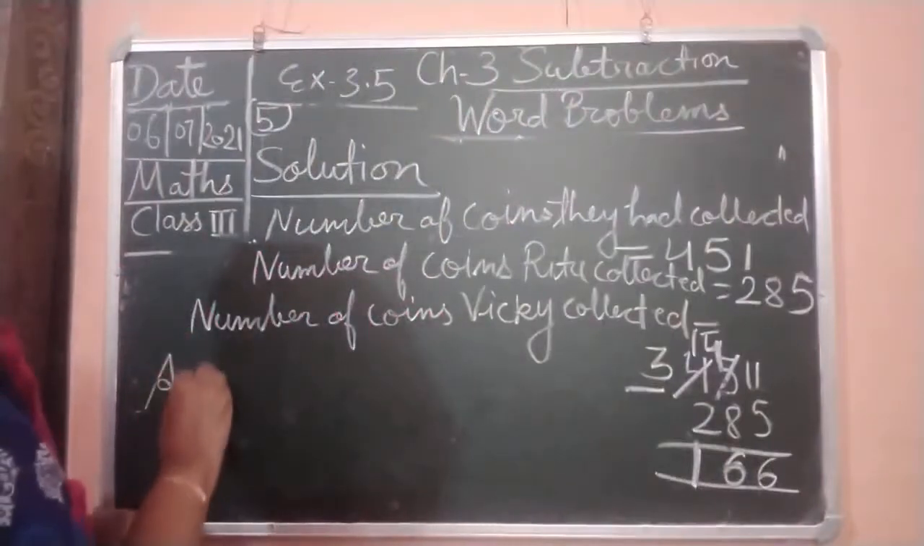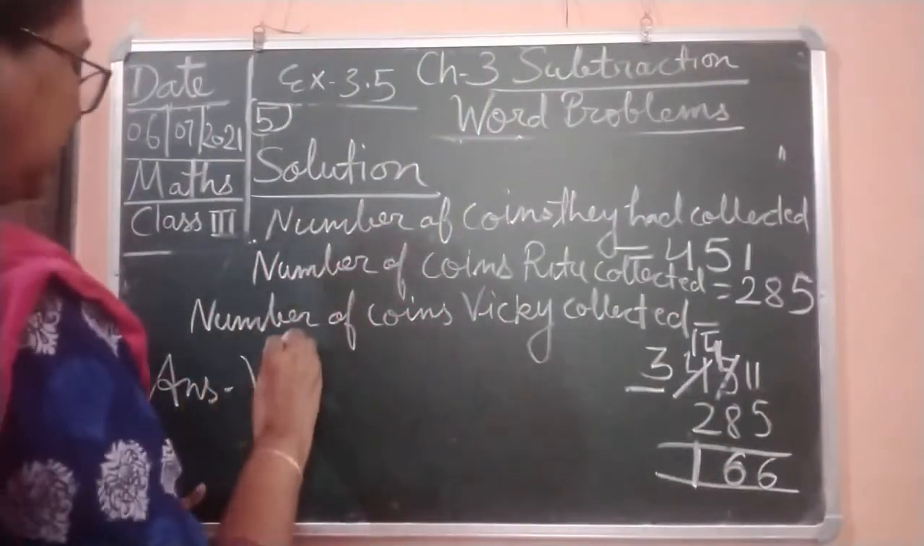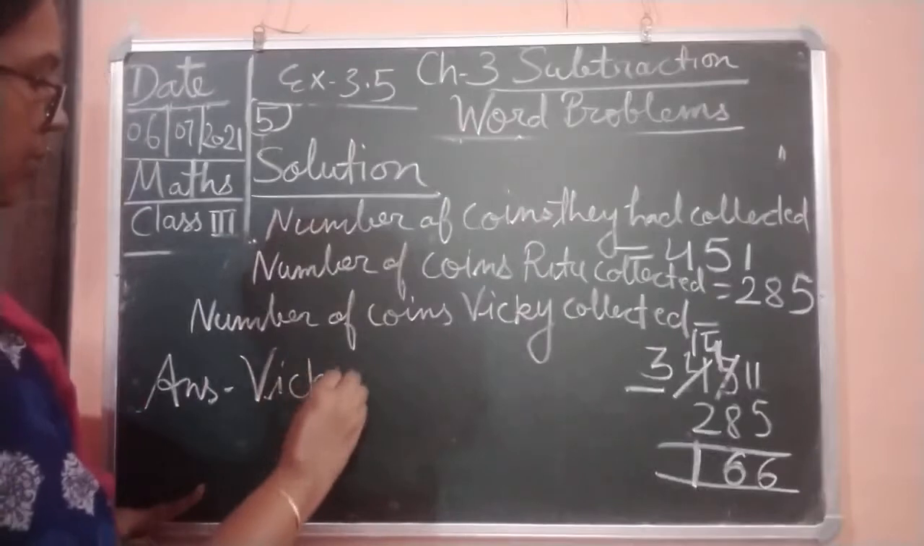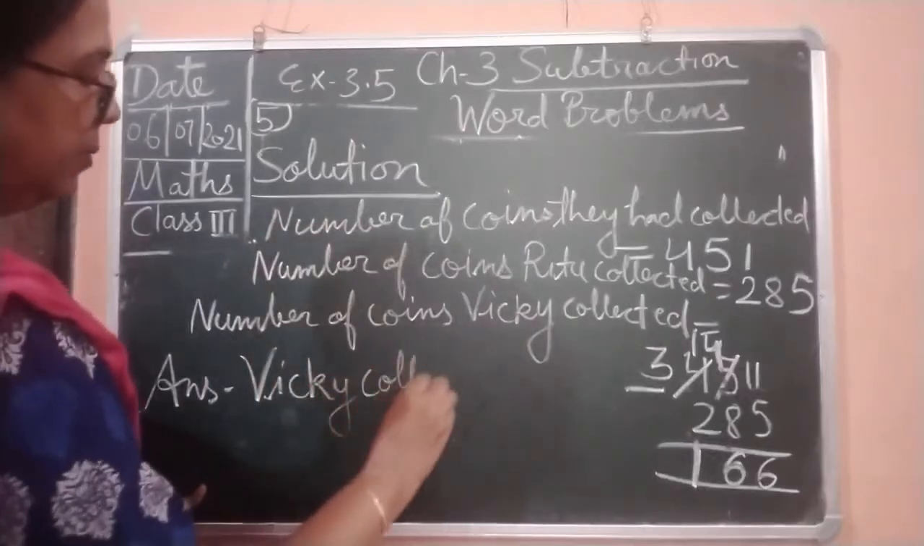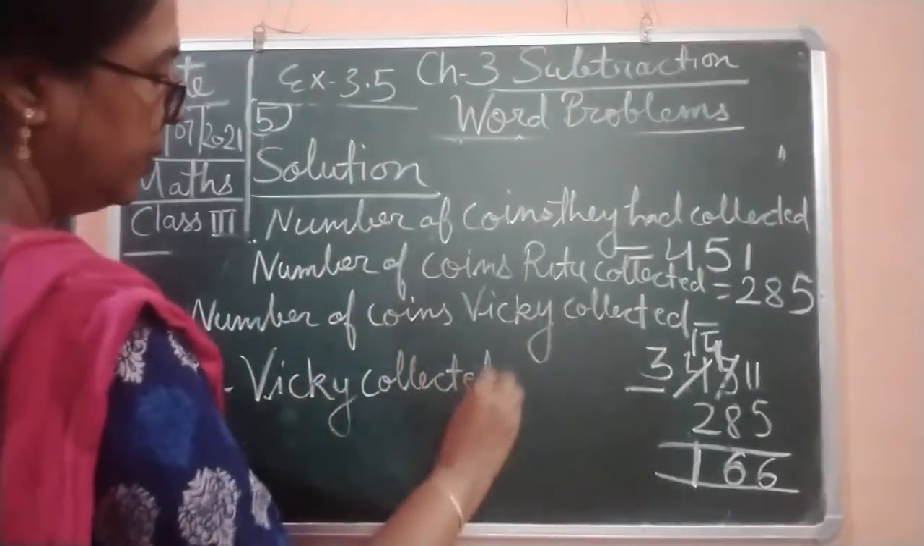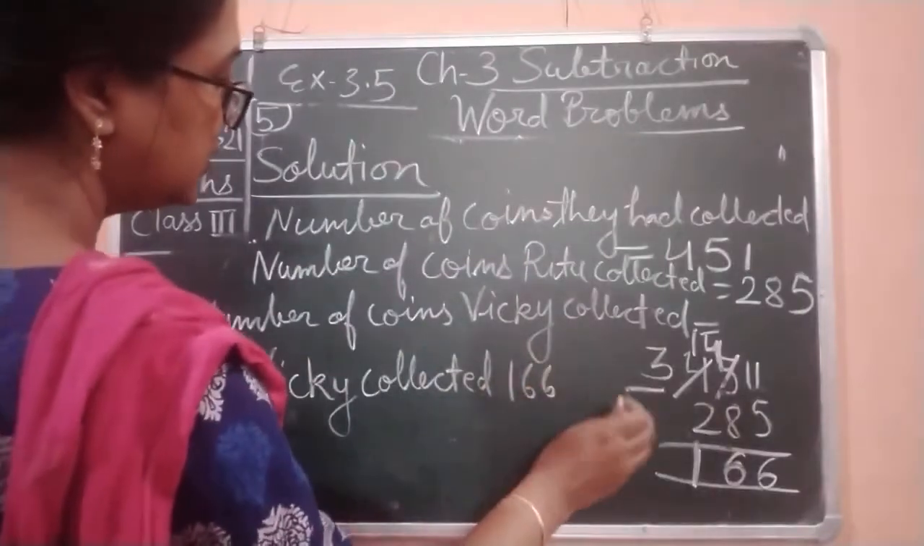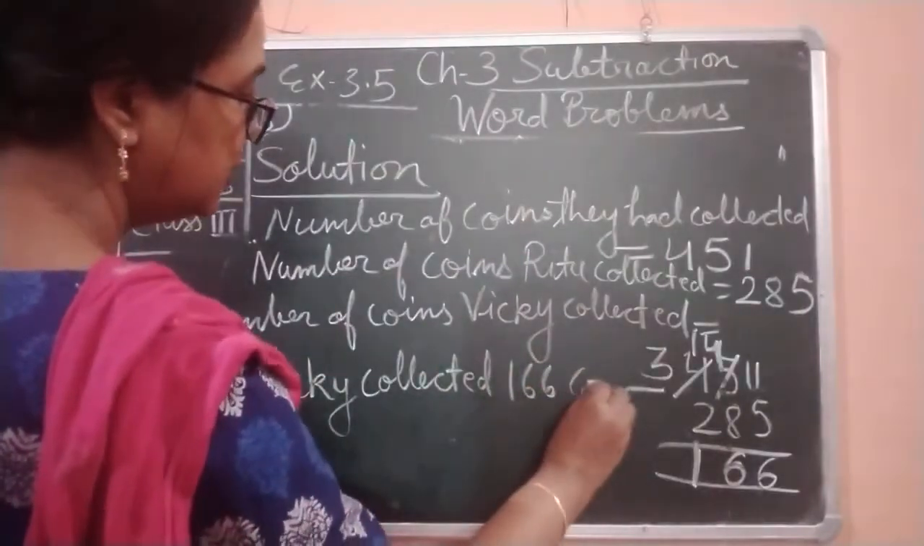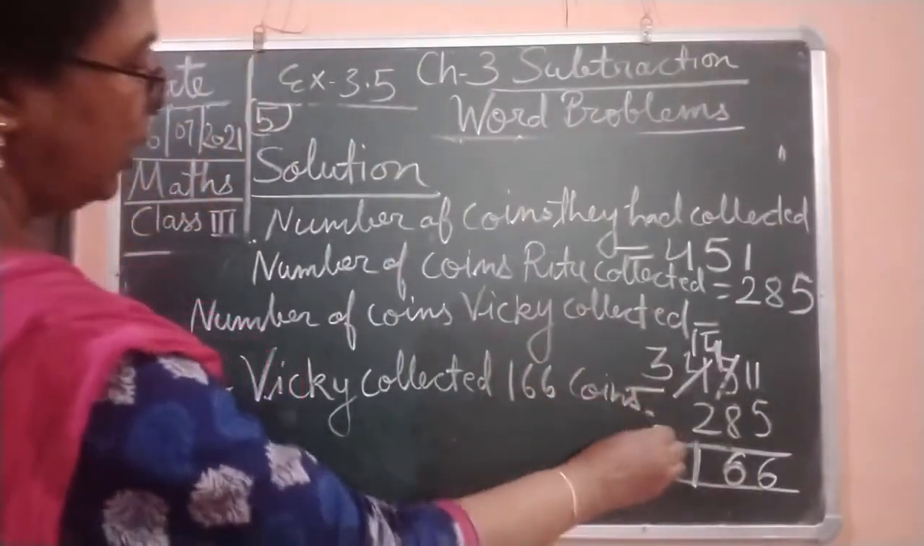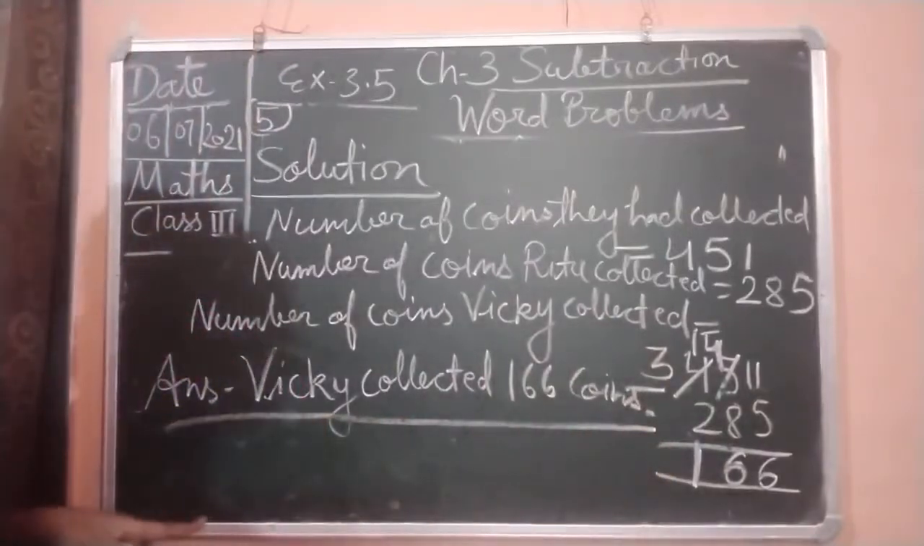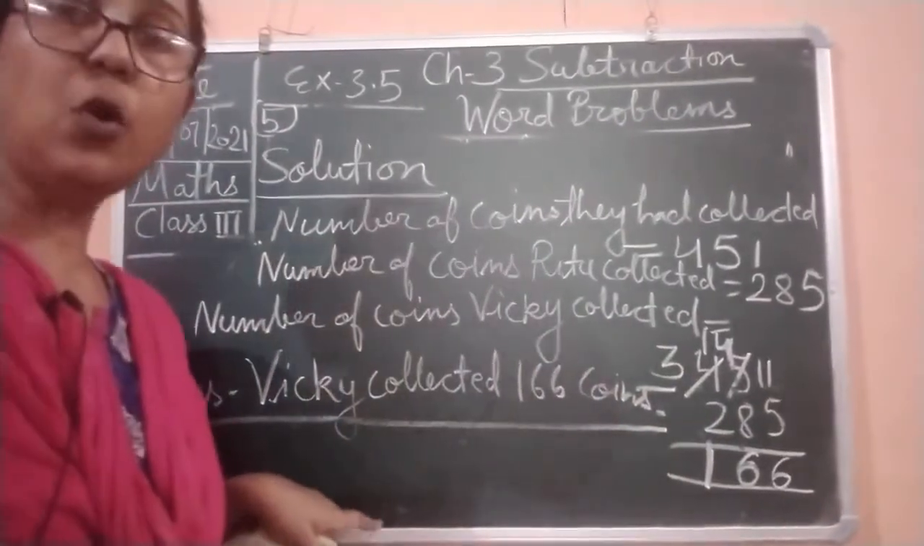You will write the answer: Vicky collected 166 coins. Okay, Vicky collected 166 coins, children.